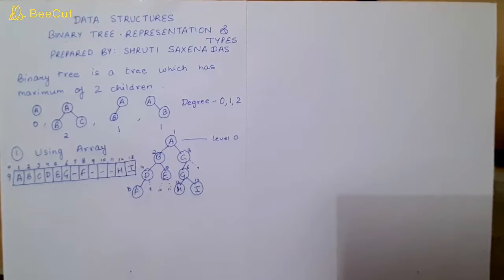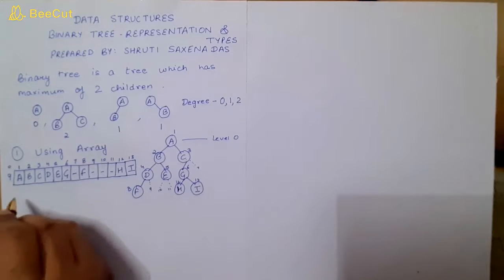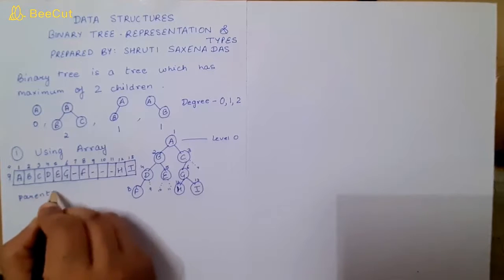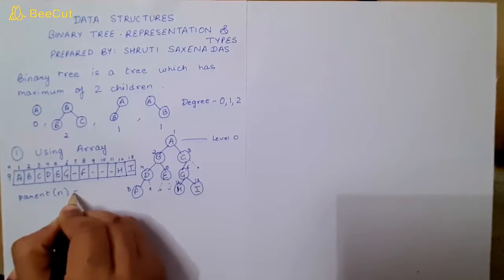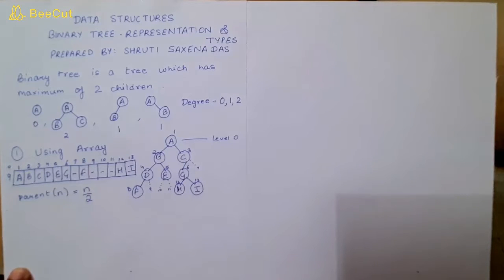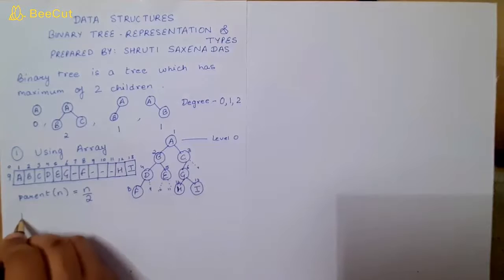So here we can easily find out who is the parent of which node by using this representation method. Now how to find out? If we want to find who is the parent of a particular node, we can use n by 2. Suppose we want to find out who is the parent of F.